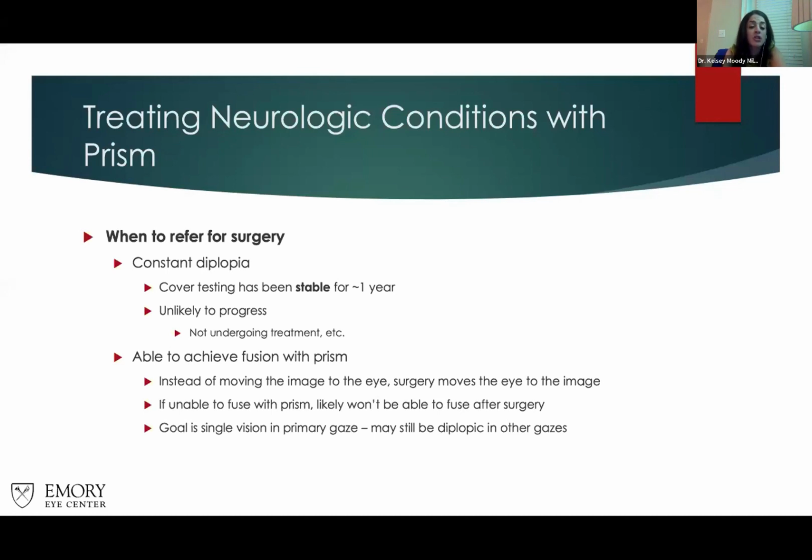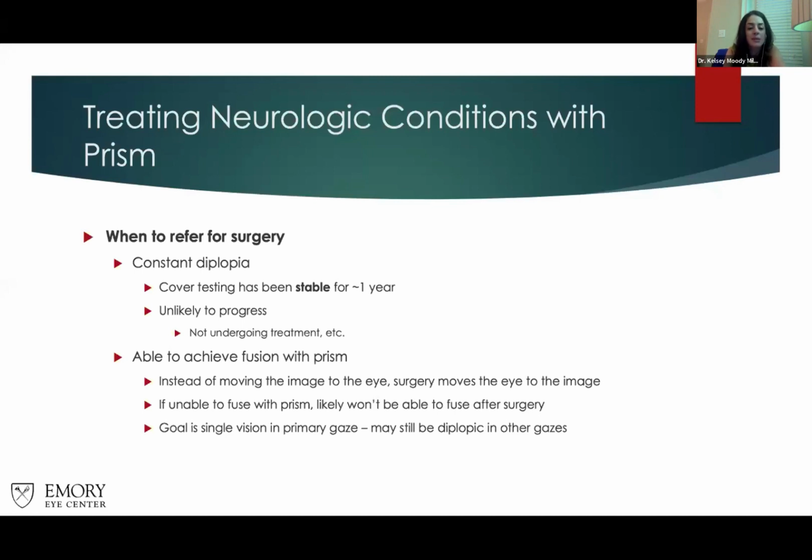If they're able to achieve fusion with prism, so this is very important. If you cannot get your patient to fuse with prism, they probably won't fuse with surgery. Because really with prism, instead of moving the image to where the eye is located, we're now moving the eye to where the image is. And so it's still doing a similar thing. And if we can't get fusion with prism, it really won't be able to happen with surgery either. And so that's one thing it's always important to remember.